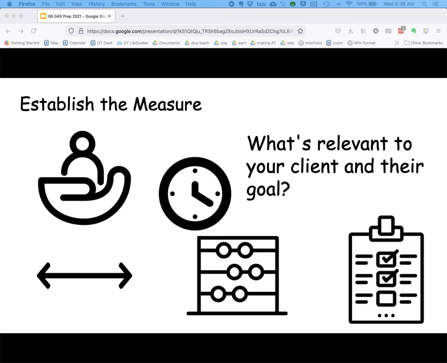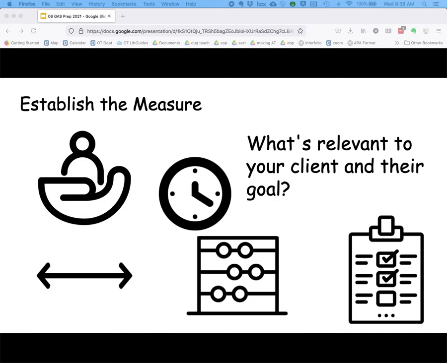So the kinds of things that will go into your measure are the things that are relevant to your client and their goal and their behavior, right? So your measure may focus on what types of supports they need, right? So what other people have to help them, what kinds of physical aids are involved in the task, what level of assistance or independence they have achieved.